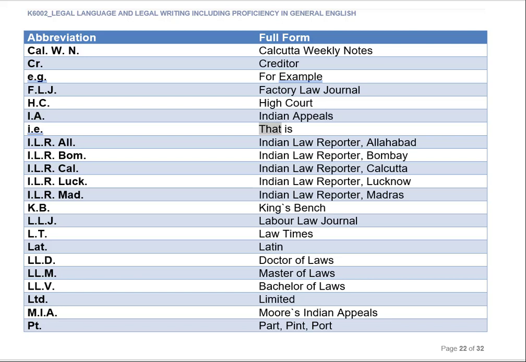I.e.: that is. ILR All: Indian Law Reporter, Allahabad. ILR Bom: Indian Law Reporter, Bombay. ILR Cal: Indian Law Reporter, Calcutta. ILR Luck: Indian Law Reporter, Lucknow. ILR Mad: Indian Law Reporter, Madras. K.B.: King's Bench.